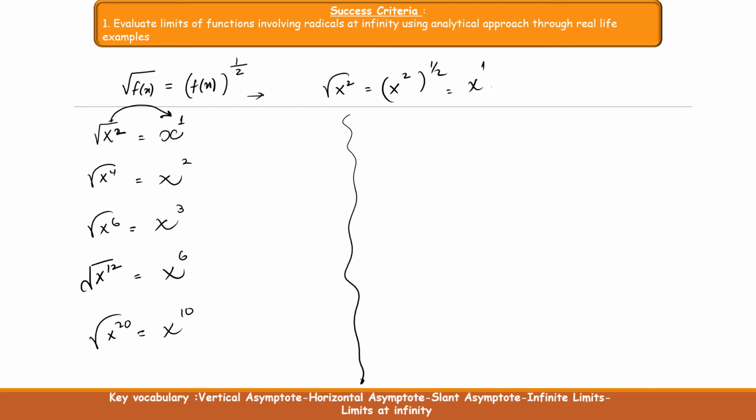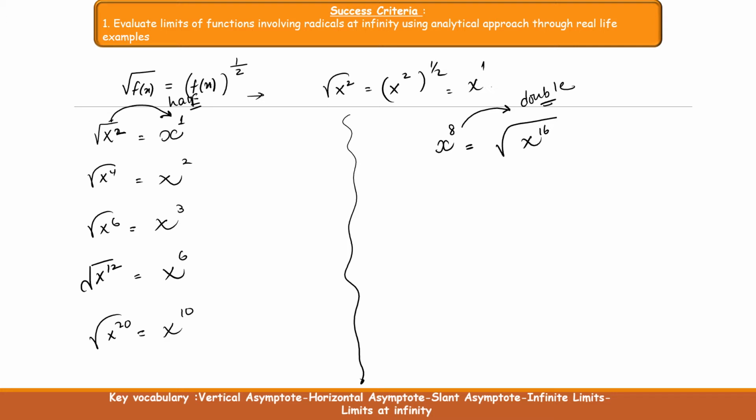Now what if I have only x power 8, and I want to write something inside the square root? If I want to jump to the square root, it means I will double the power. Over here, I half the power from square root to without square root, and from without to the square root, I will double the power.